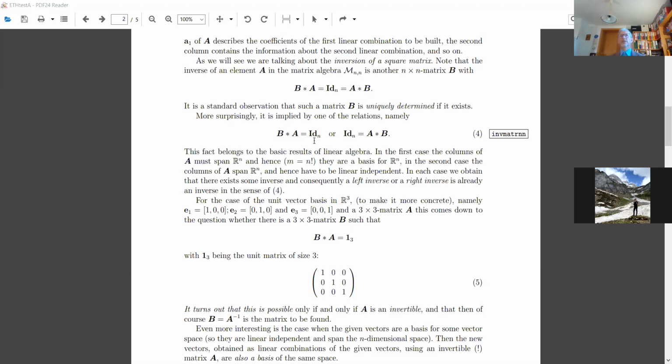that you can only get the identity if A is injective. But A injective means the columns are linearly independent, and then you use the geometric argument: n linearly independent vectors in Rn are giving you a basis.